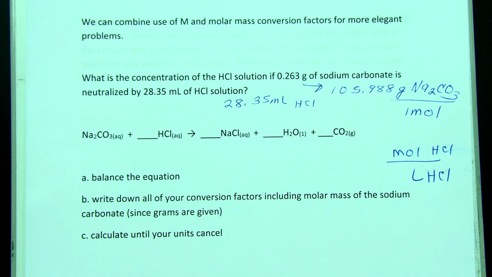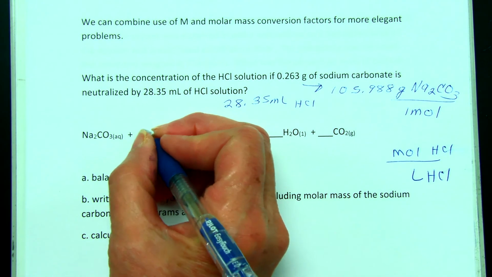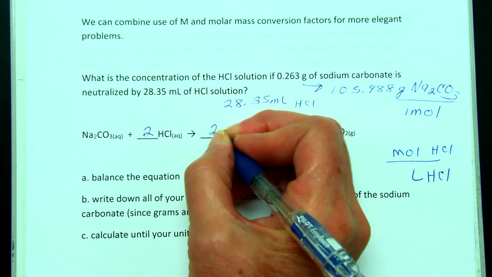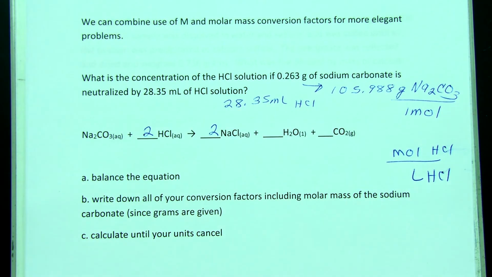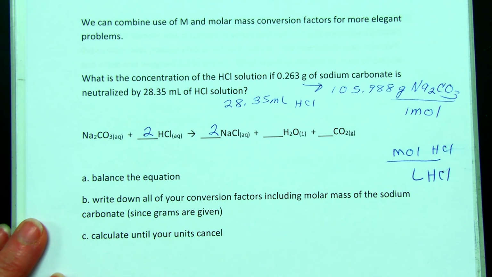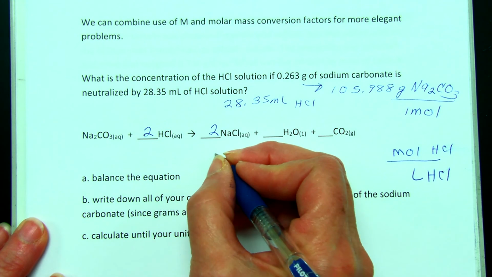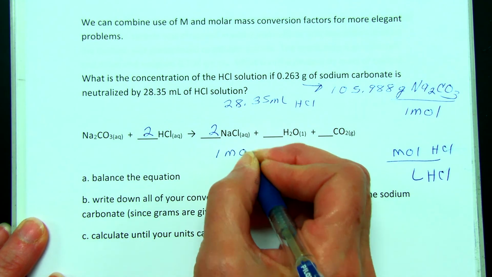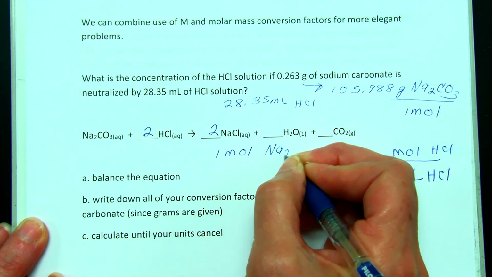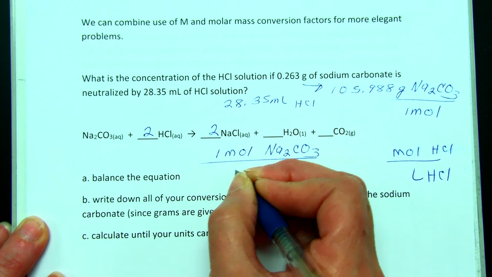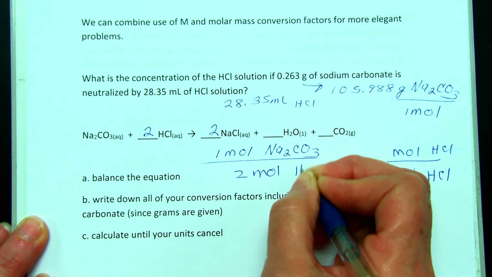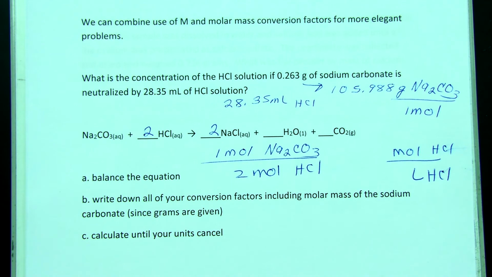And if I look at my equation, it's not balanced, so I'll do that now. Looking at this, it takes 2 HCl's. We get 2 sodium chlorides, and everything else is a 1. So now we can look at this and say, what is the mole-to-mole ratio for sodium carbonate to HCl? Well, I have 1 mole of sodium carbonate for 2 moles of HCl. So I've balanced the equation, I wrote down all my conversion factors, and now I have to calculate.